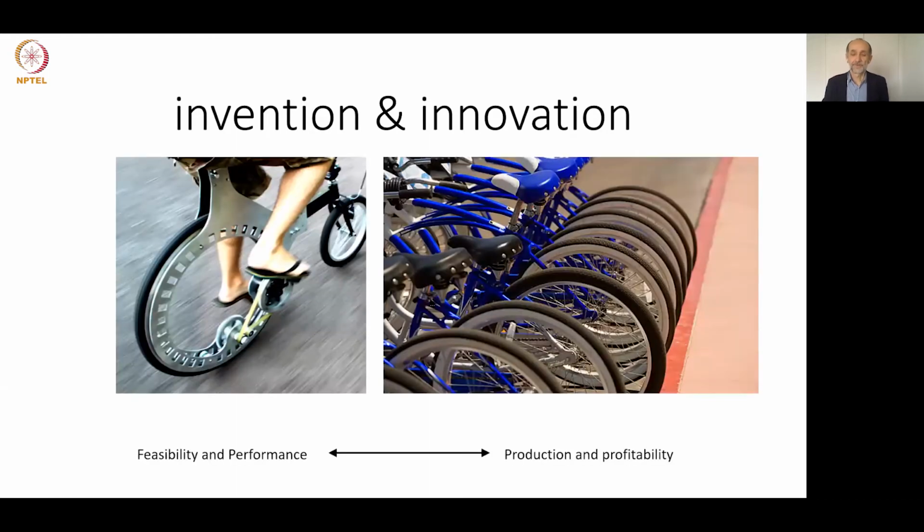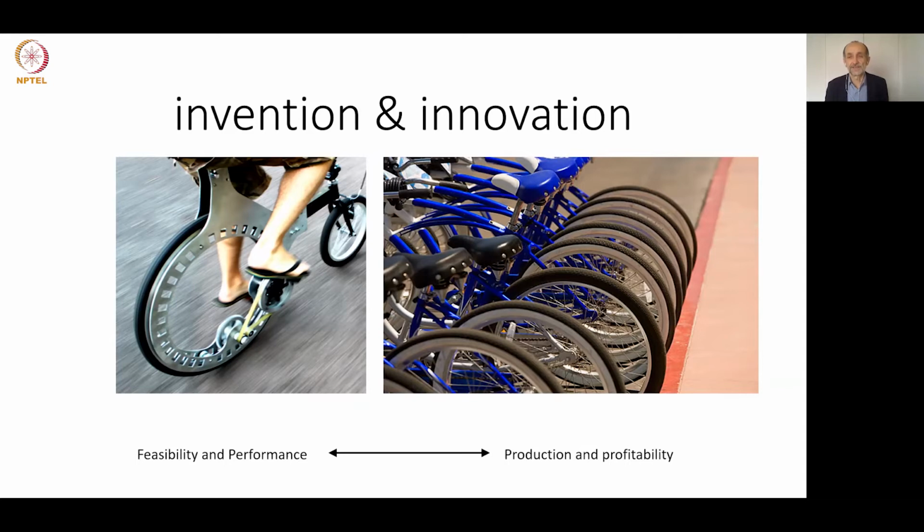If you look from the point of view of process, we can see that the invention is a new working principle, which is feasible and which shows us a performance which is different from the previous working principle. On the left part of this slide, you can see a new kind of transmission for the bicycle. It works, it is tested, and this is not something which was in practice before.